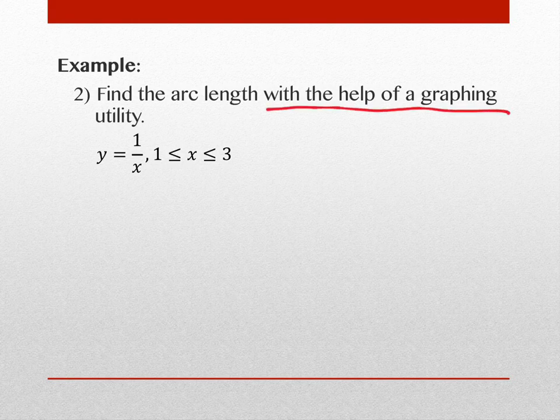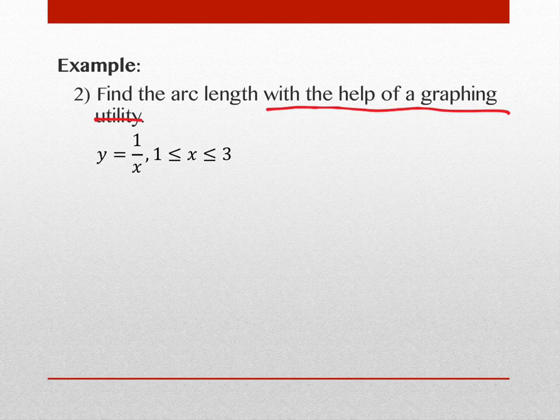Yep, help of a graphing utility. That's a pretty good red flag to say that it's not going to be able to be done without it. Okay? And if it is able to be done without it, then it's giving you permission to use it anyway. But mostly you're going to be using that when it's not able to be done without it. So keep that in mind as we work.